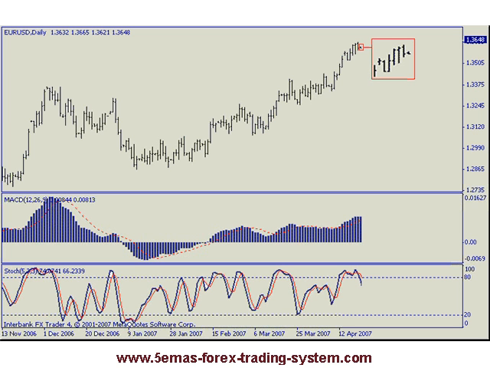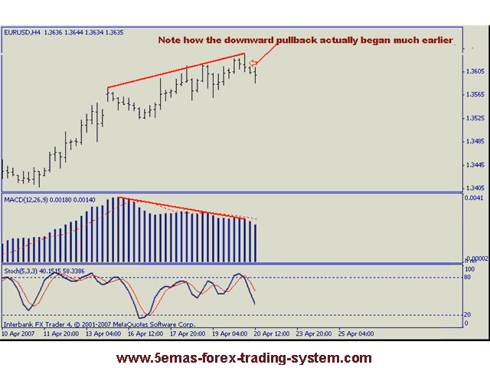In addition, the stochastic is moving out of the overbought zone. Everything is looking good, but we still need to move to a shorter time frame. The 240-minute chart will do fine, and confirm our suspicions using indicators. The 240-minute or 4-hour chart clearly shows us the start of the downward pullback. Now we need to be patient and wait for the end of the pullback to find the entry point for our position.